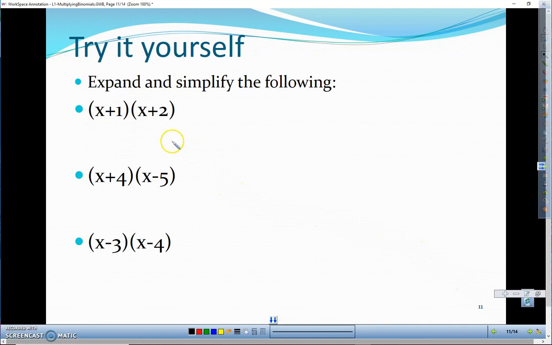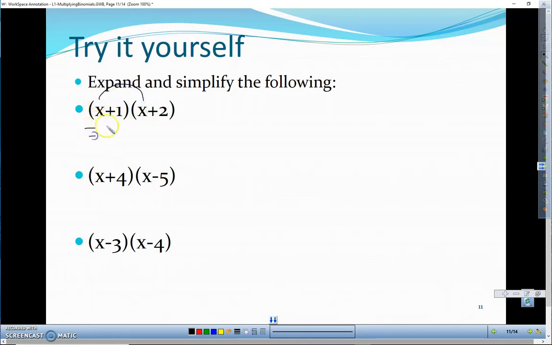Math is not a spectator sport, so here I've got 3 questions, which I encourage you to pause the video for a few minutes and try on your own, and then I'm going to take them up. Now that I've given you a few minutes to take a look at these questions, we're going to take them up. So let's start to expand and simplify these questions.